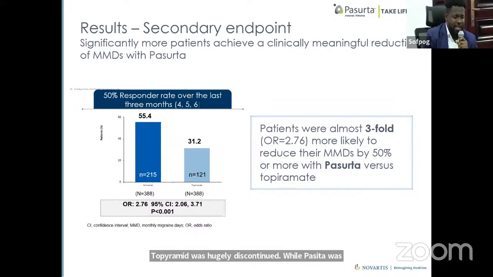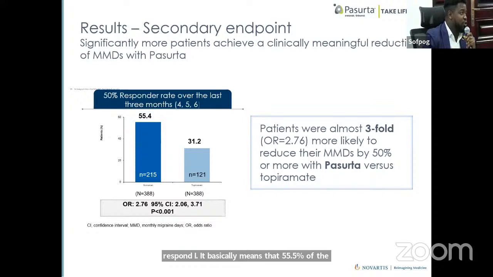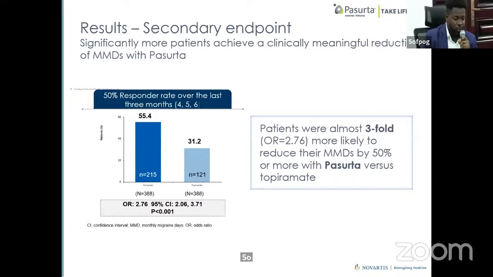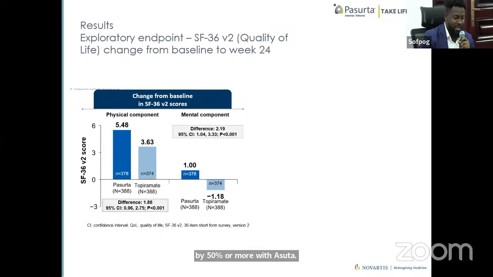Then when it came to efficacy, which I said is the 50% responder rate, Pasuta also delivered strongly, where about 55.5% of those involved in the trial had a 50% responder rate. Basically, 55.5% of the patients had their migraine days reduced by half. So this also shows that Pasuta is very strong when it comes to efficacy for the patient. The researchers also said patients were almost threefold more likely to reduce their monthly migraine days by 50% or more with Pasuta versus topiramate.